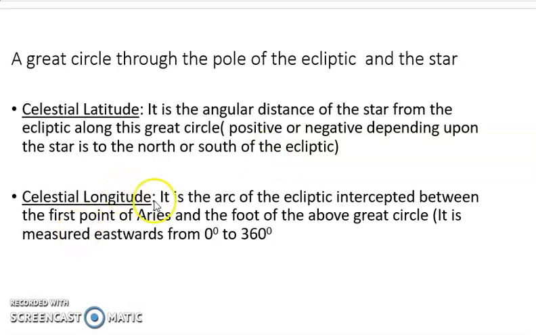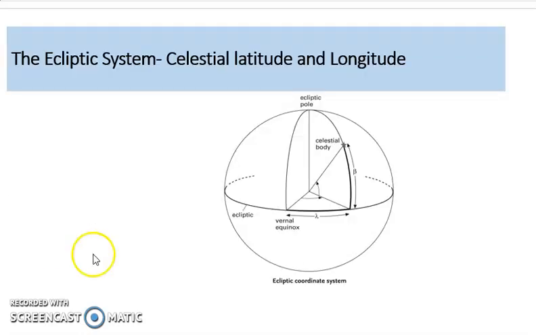And the celestial longitude is the arc of the ecliptic intercepted between the first point of Aries and the foot of the above great circle. It is measured eastwards from 0 to 360 degrees. We can measure this angle from 0 to 360 degrees. It can complete one circle, therefore it can be measured from 0 to 360 degrees.